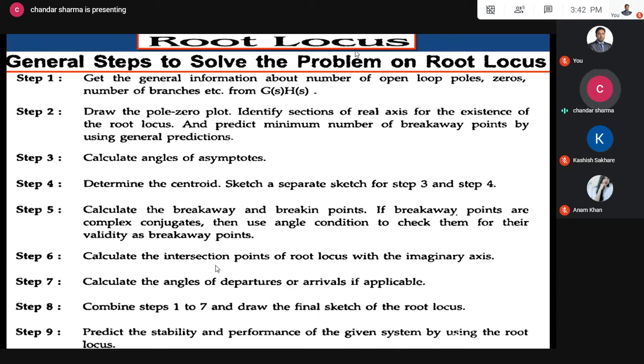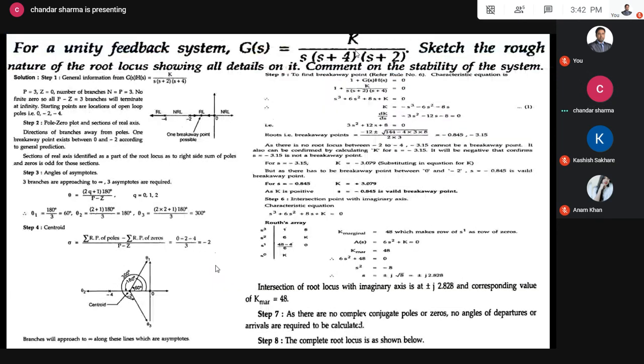Generally there are 7 to 8 steps, and we can predict the stability and performance of the given system by using the root locus technique. So here I consider one simple example. For a unity feedback system G(s)H(s) = K/(s(s+4)(s+2)), we have to sketch the rough nature of the root locus, showing all details in it and comment on the stability of the system.